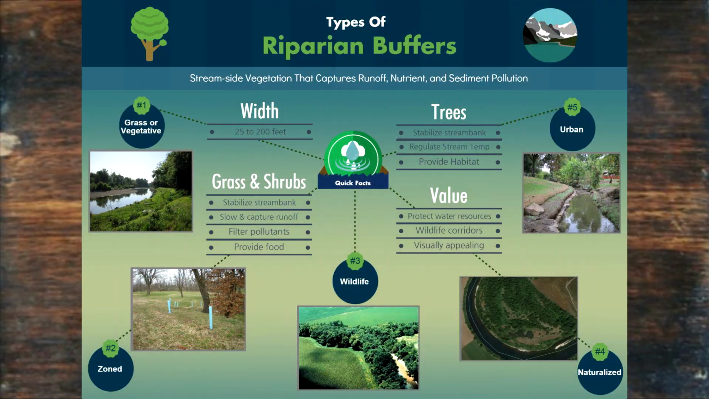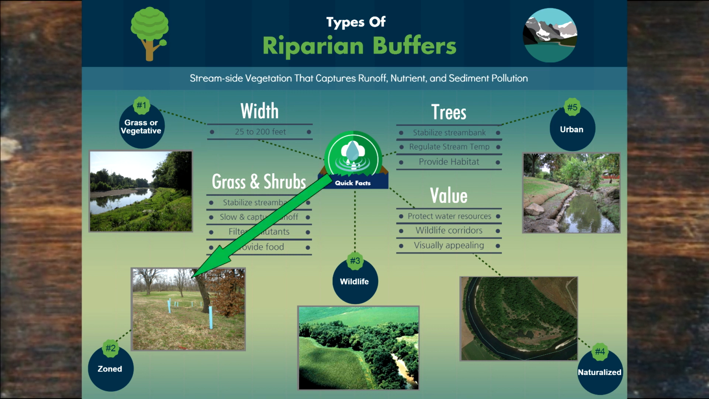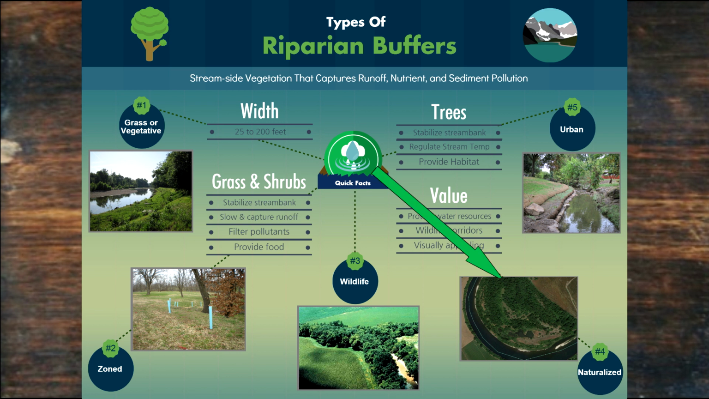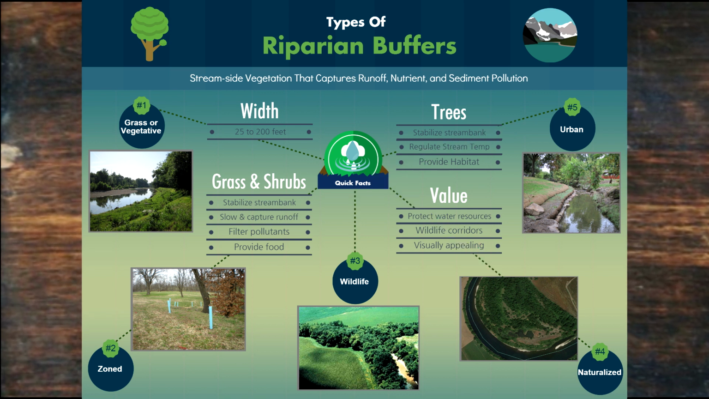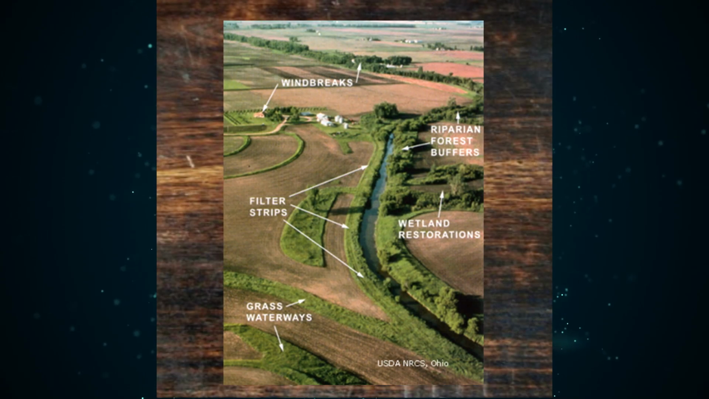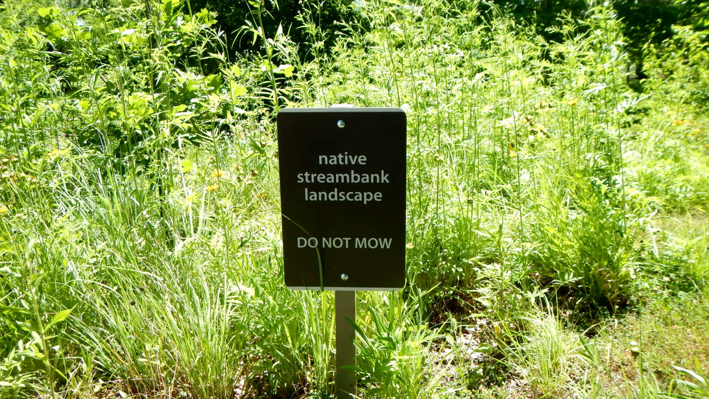Several types of riparian buffer strips exist: grass or vegetative, the zoned buffer, the wildlife buffer, a naturalized buffer, and an urban buffer. The purpose of riparian buffers is to separate water bodies from managed or developed areas, acting as filters to reduce pollutants and maintain clean water.